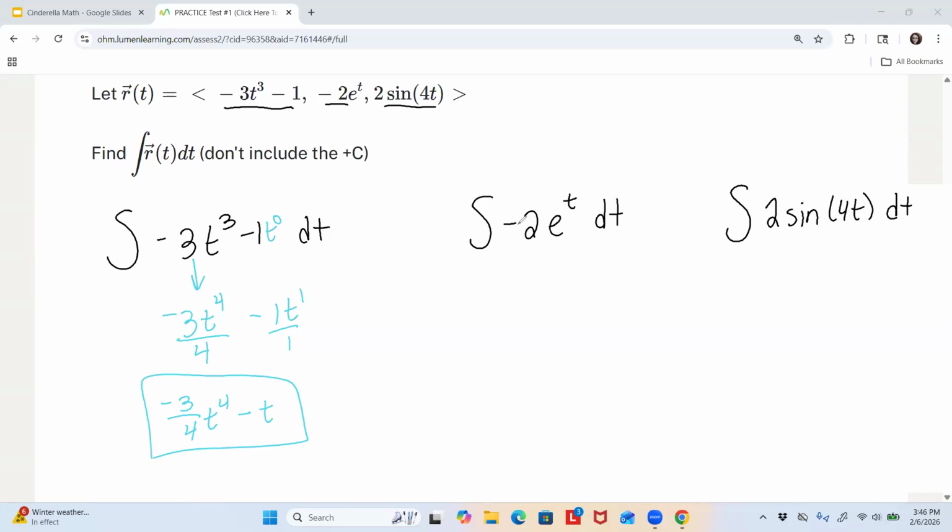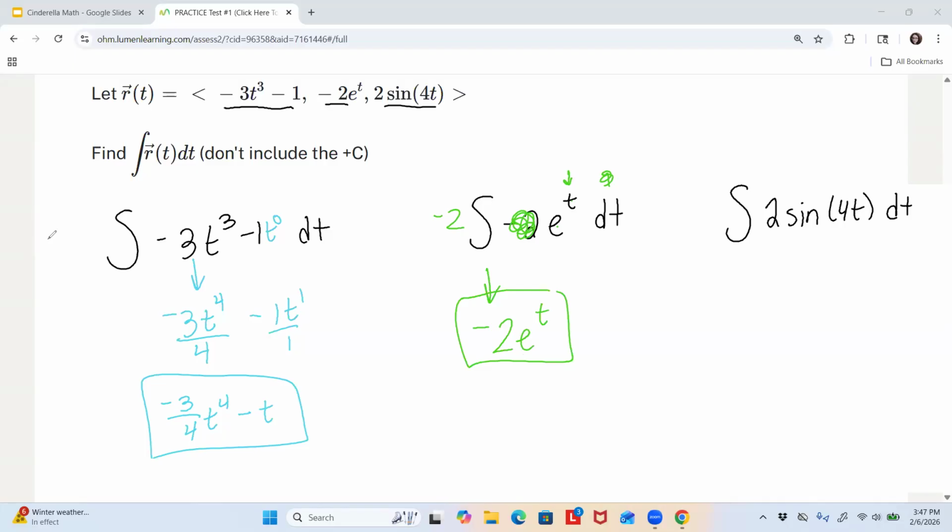Second part, let's pull the -2. We're totally allowed to do that. And then e to the t. We technically need this guy's derivative, which is 1, and we've got it. 1's a ghost. Now we're good. E to the t is its own integral. So this is just straight up -2 e to the t. Done. Second part.